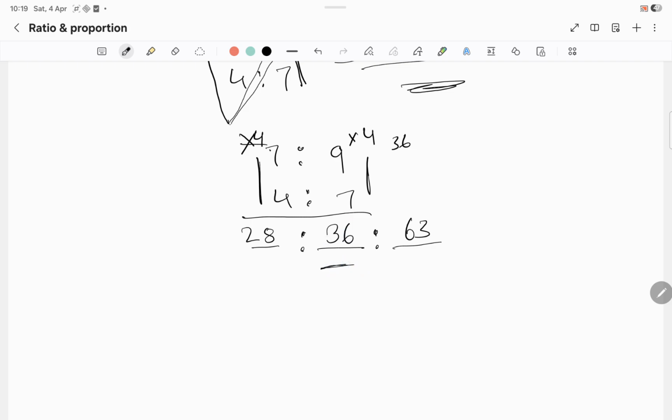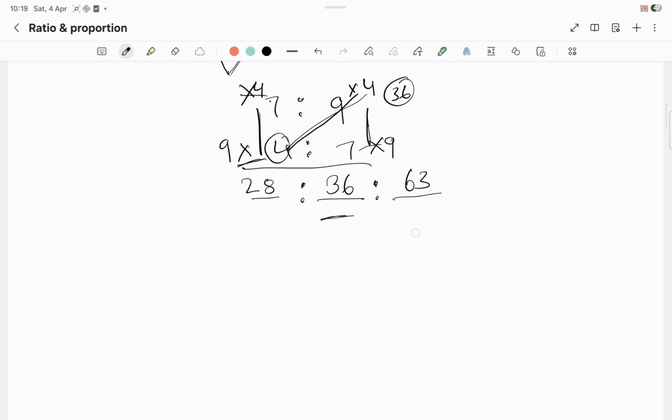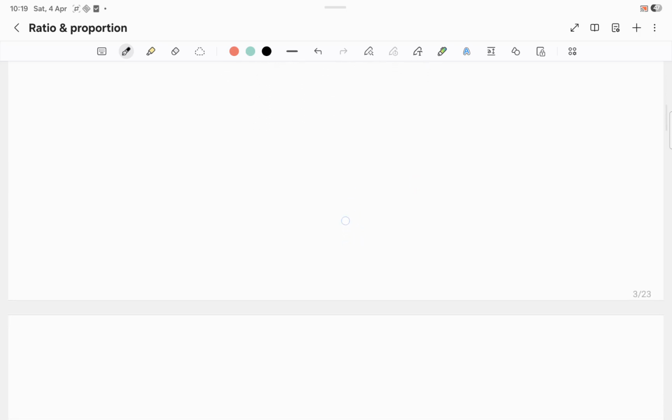Now check that bottom number. If these both are the same, then we can combine and write. So this becomes 36. To make 4 into 36, we need to multiply by 9. Since the numerator is multiplied by 9, this 7 also should be multiplied by 9. So we got 7 9s, 63. Hope you understood this. This is how we are going to solve the question.